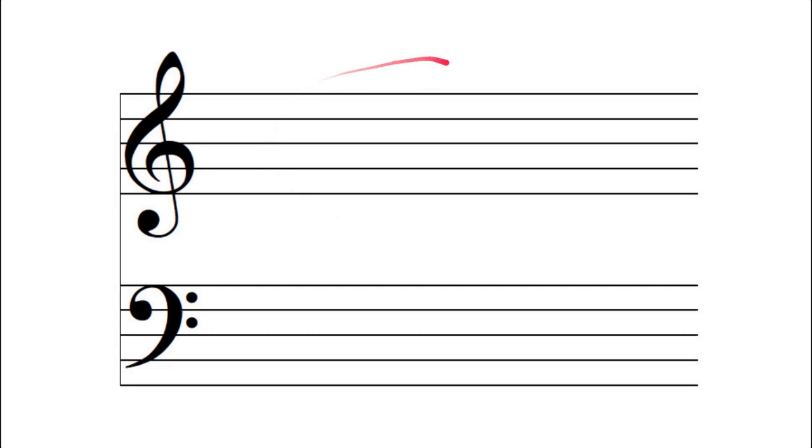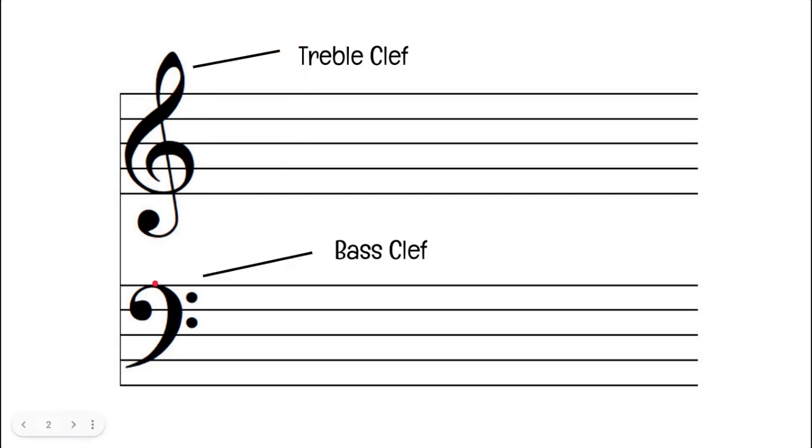Here we have the grand staff, and there are two parts to the grand staff. Up here we have the treble clef, and down here we have the bass clef. The treble clef is mainly used for the right hand on the keyboard, and the bass clef is mainly used with the left hand on the keyboard.